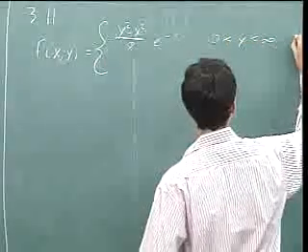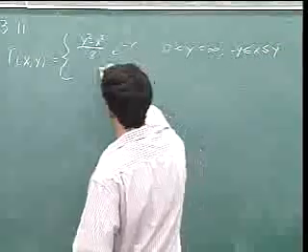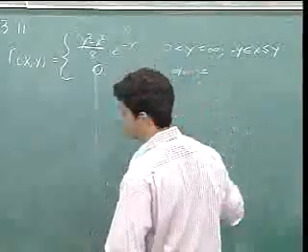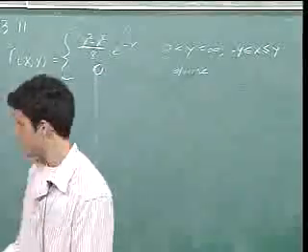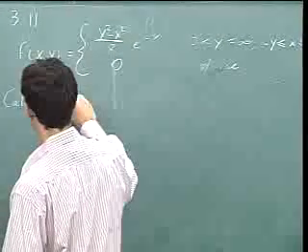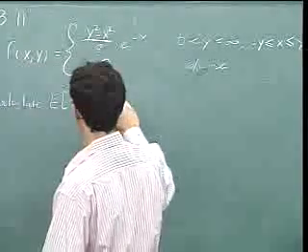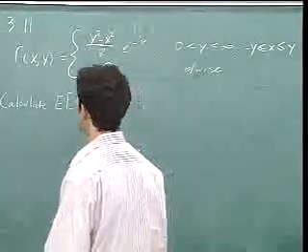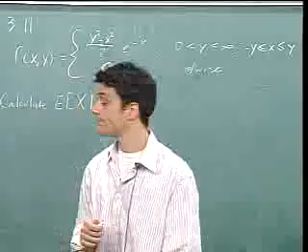The density is positive when x is between minus y and plus y, and it's 0 otherwise. Show that, so let's calculate the expected value of x given that y equals little y, and show that it's 0. So the first thing we need to do now is calculate the conditional density, right?